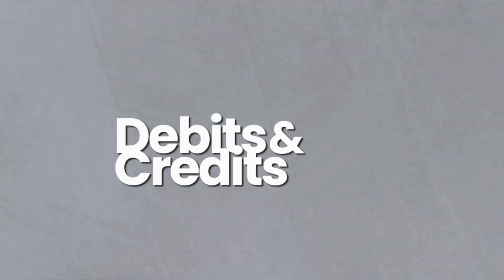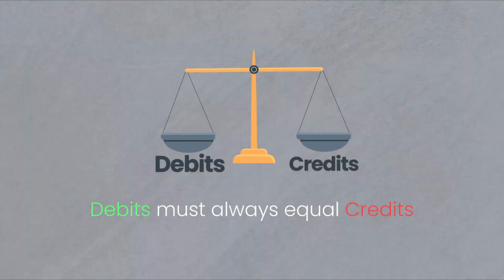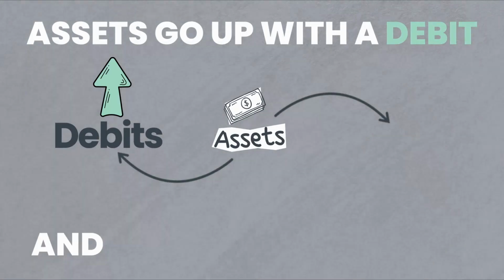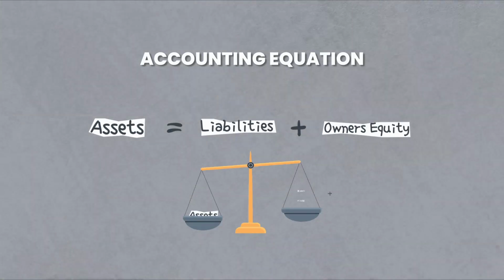Recall that debits and credits help you indicate whether an account on your general ledger is either increasing or decreasing. And different accounts have different rules for when debit and credit means increase or decrease. Debits must always equal credits, no exceptions. And you can remember how they work by just memorizing the fact that assets go up with a debit and down with a credit. Once you know that, you'll know that the right side of the accounting equation behaves in the exact opposite manner.